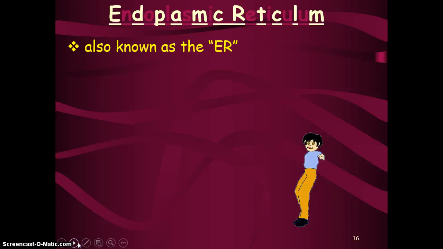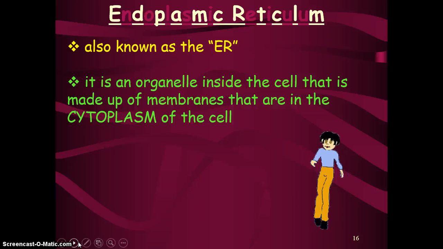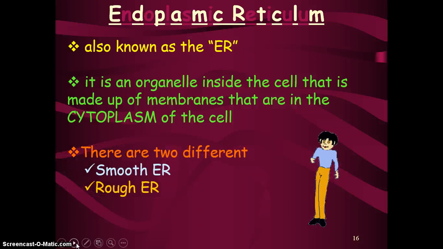The endoplasmic reticulum is also shortened to be known as the ER. It's an organelle inside the cell that's made up of membranes that are in the cytoplasm of the cell. And there are two different kinds. We have rough and smooth.